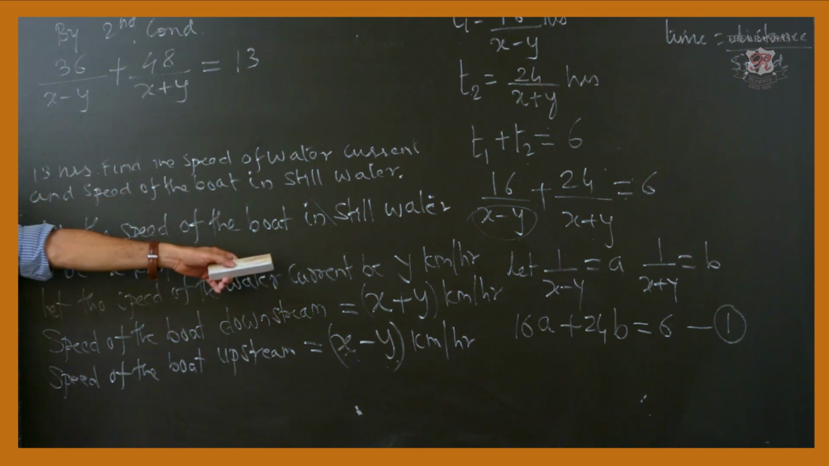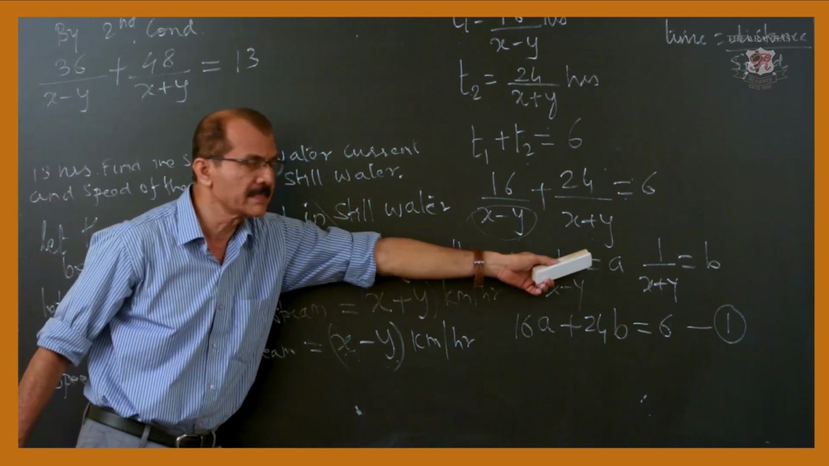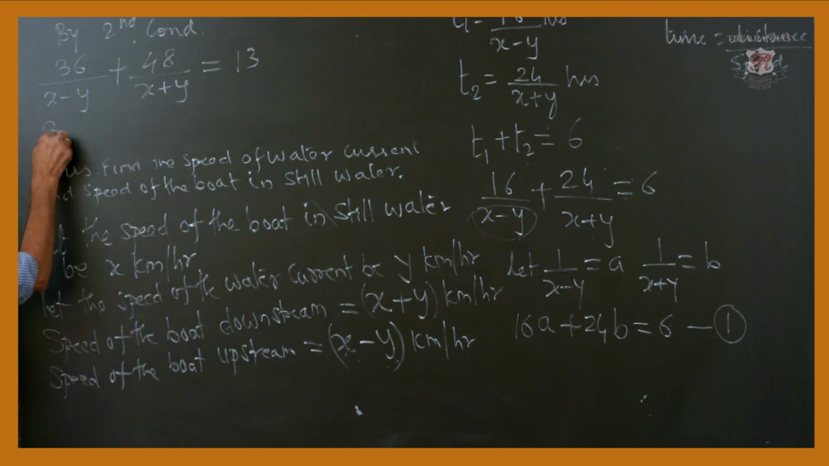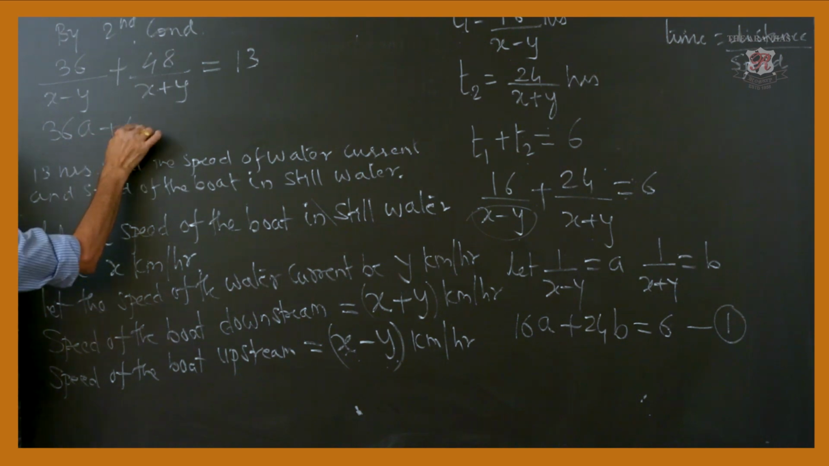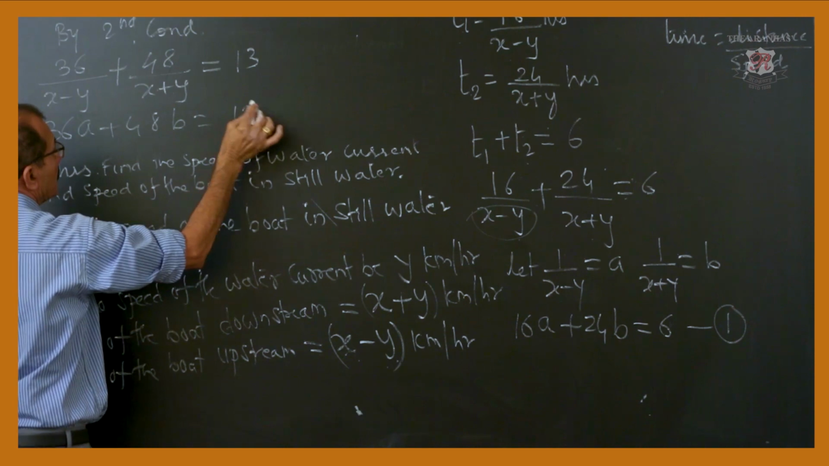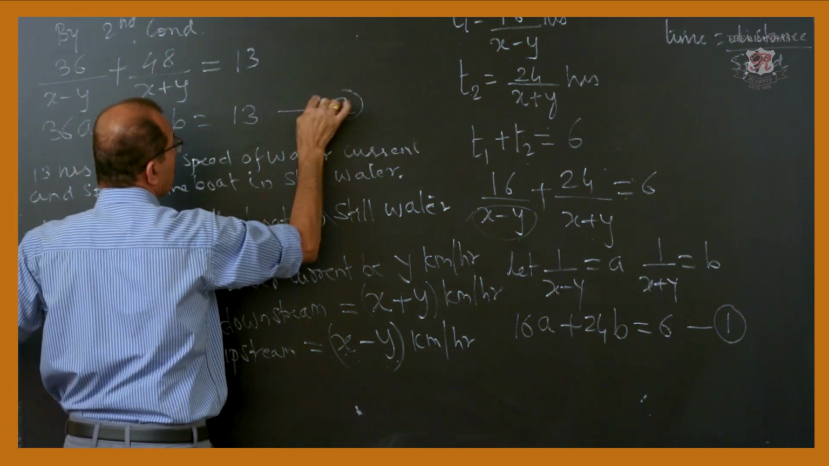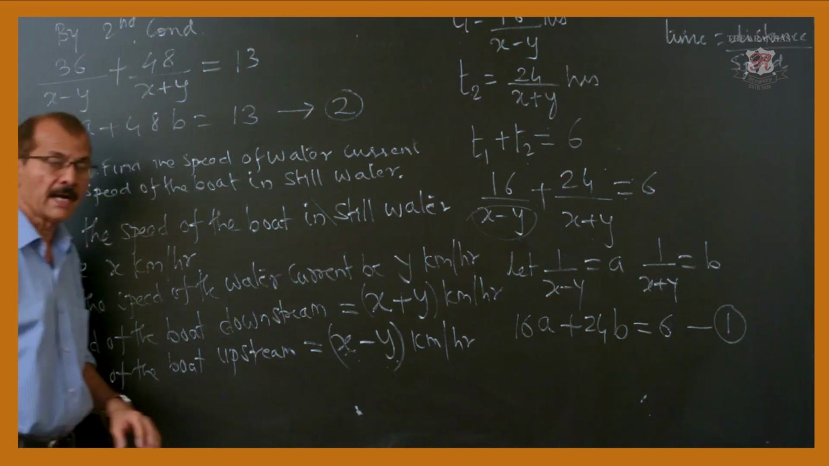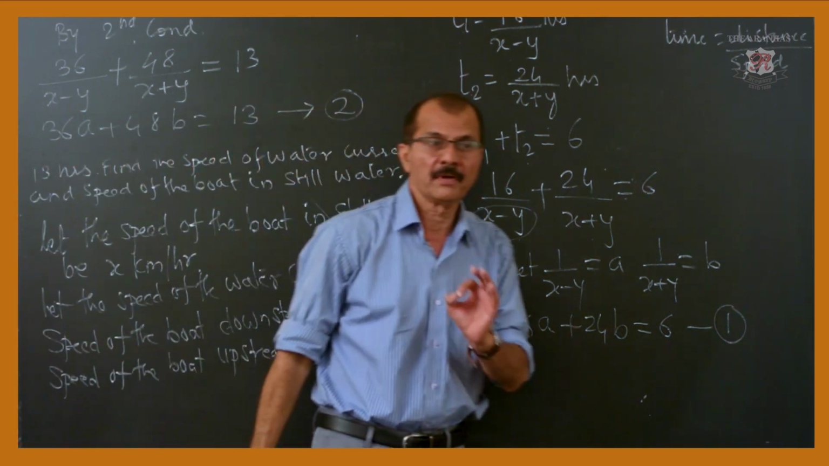Now, again, 1 upon x minus y is a, and 1 upon x plus y is b. So, here you will get 36, 1 upon x minus y means a, 48, 1 upon x plus y means b, which is equal to 13, and this is my equation number 2. So, this is how I get equation number 1 and 2.